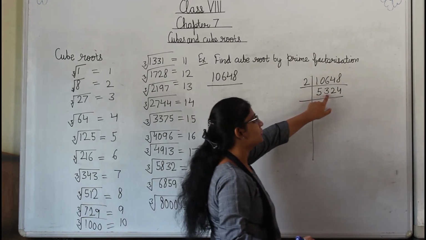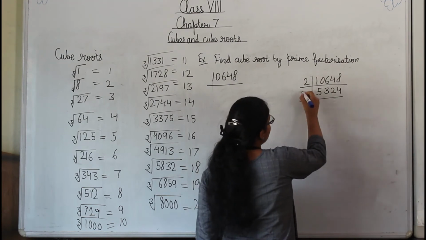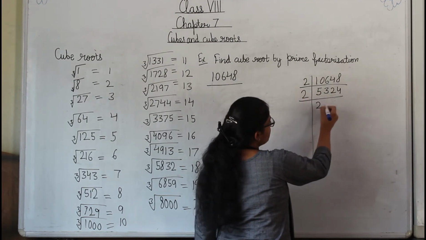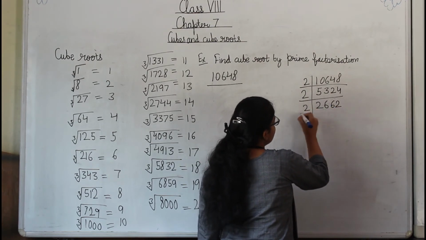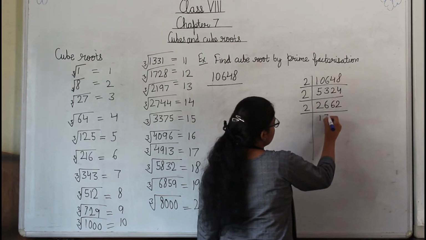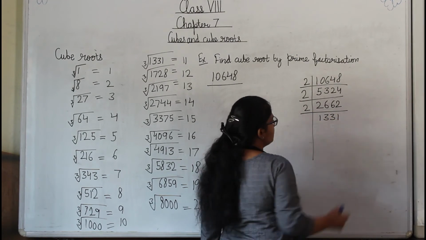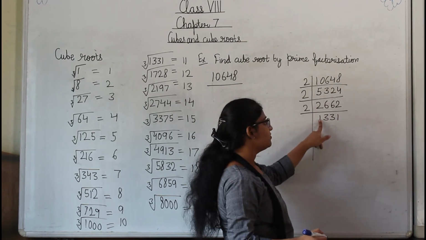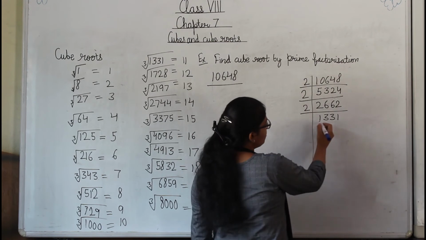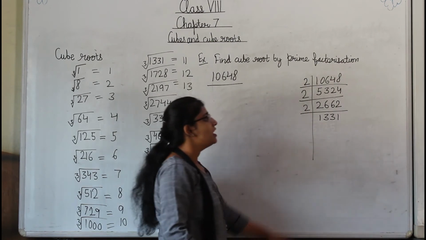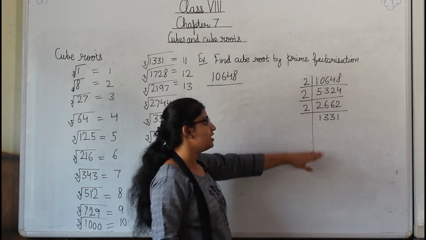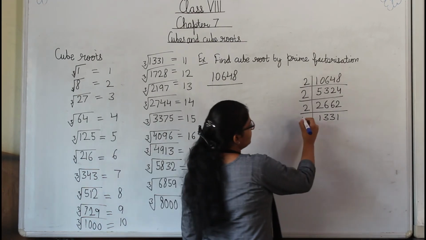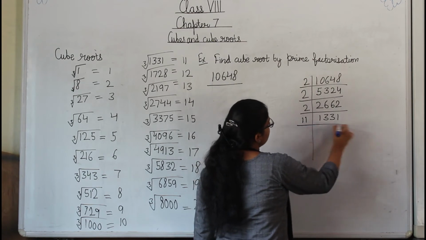5,324. Now again it is divisible by 2. Now 2 2s are 4, 6 2s are 12, 6 2s are 12, and 2 2s are 4. Again it is divisible by 2. Then 2 1s are 2, 3, 3, and 1. This is the answer we will get after dividing this. Now here if you check, students, this is divisible by 11. If you keep on checking, you will get that 1331 is divisible by 11.